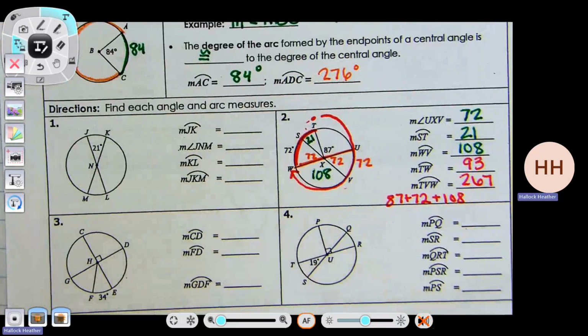Okay, try number 1. Start by moving around your numbers. You're thinking a circle makes 360, half of a circle makes 180. Vertical angles are congruent. It's like a puzzle.